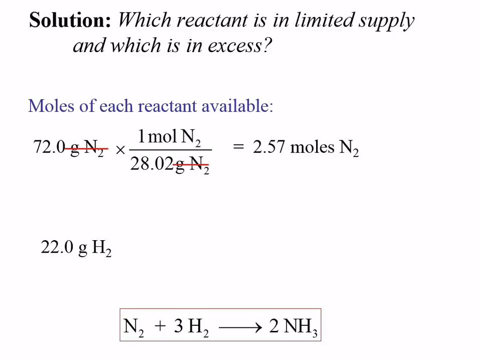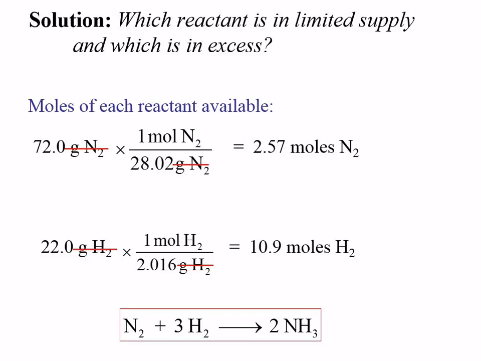We do a similar thing with our other reactant, H2: 22.0 grams of H2 over 1. We use the flipped version of the molar mass of H2, 1 mole of H2 over 2.016 grams of H2. The grams of H2 will cancel. We're left with units of moles of H2. Rounded to 3 sig figs, you're looking at 10.9 moles of H2.